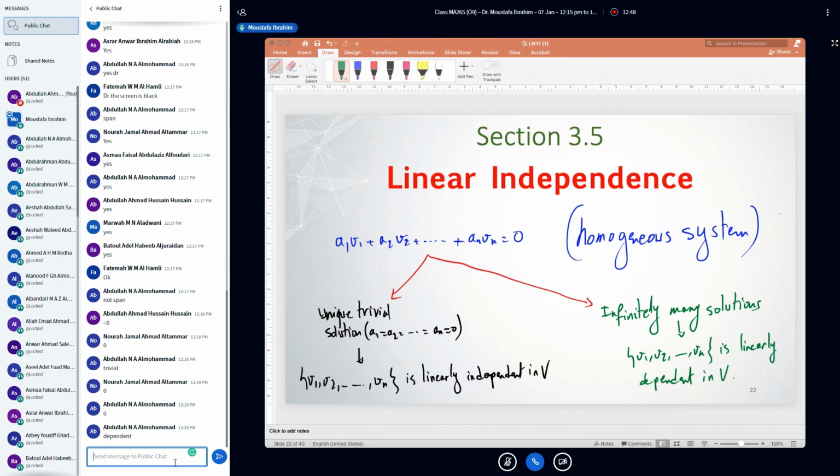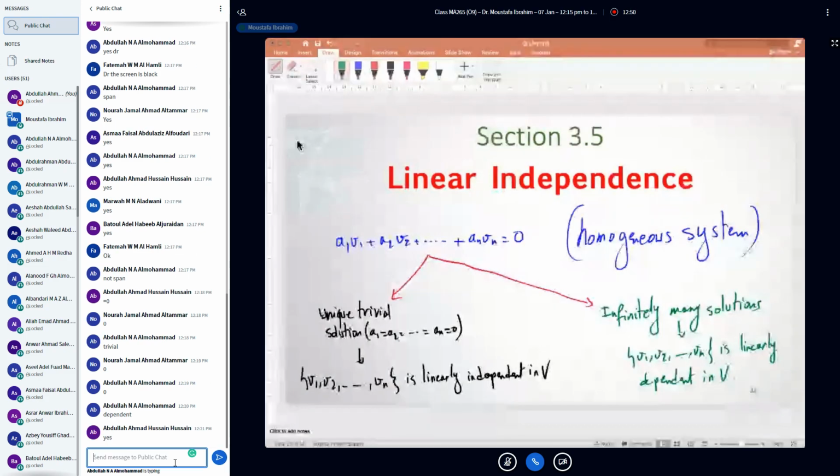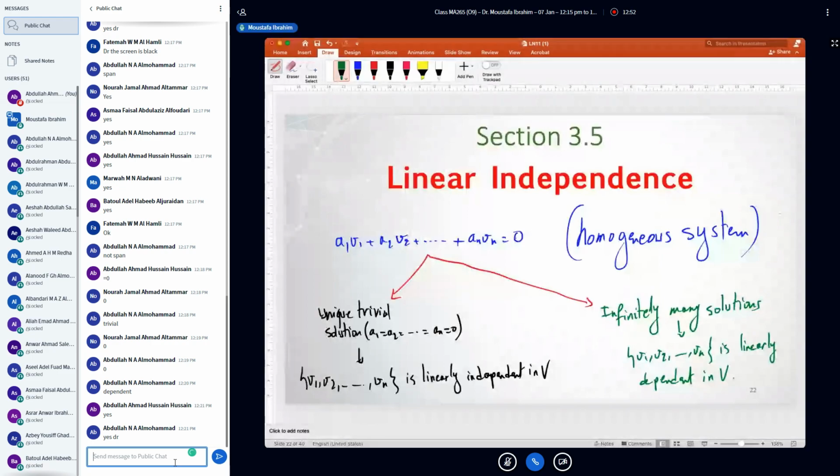Is it clear, guys? So please take a screenshot of what we will do for the rest of the exercises. Just now we will do exercises, we apply this definition, and that's it. Very easy.